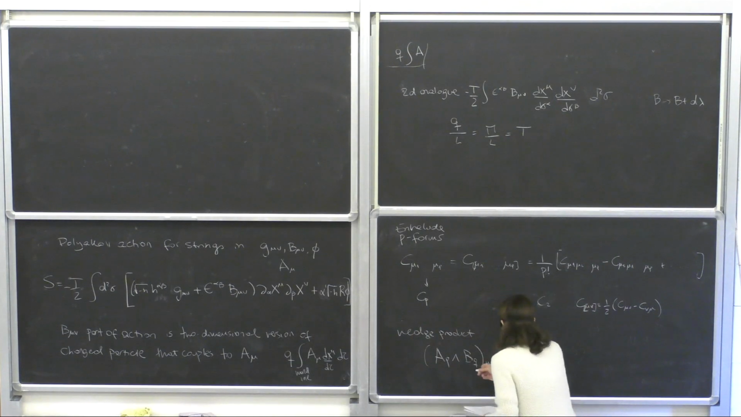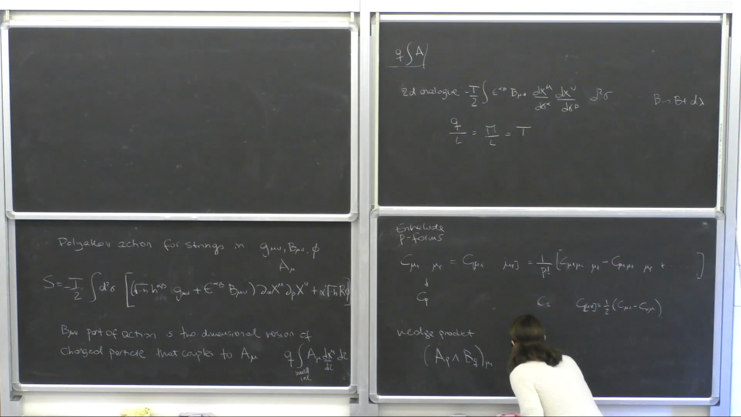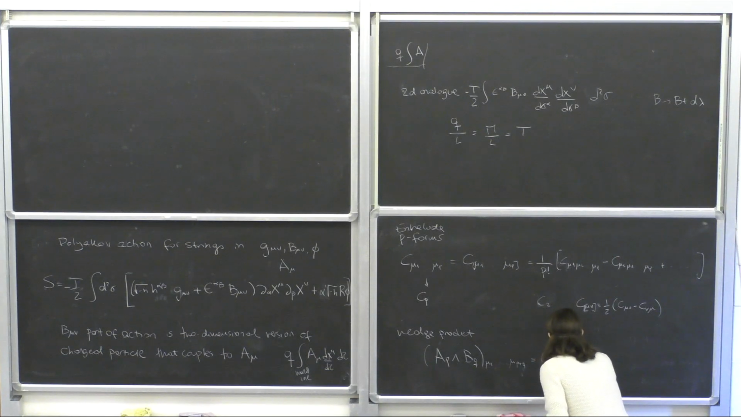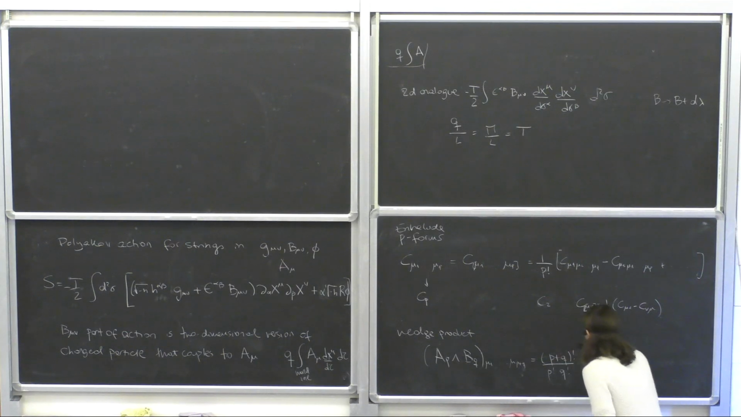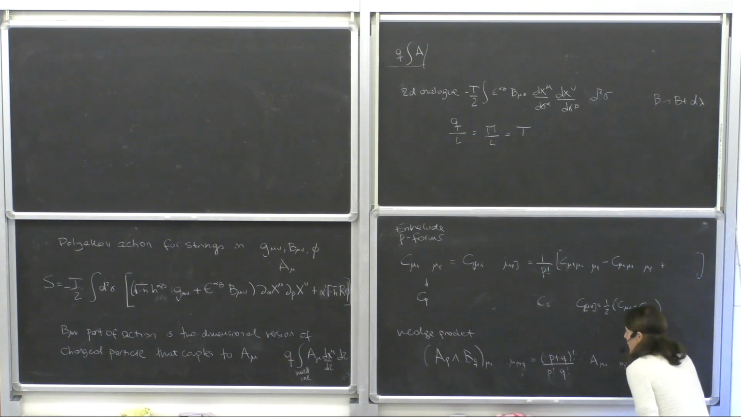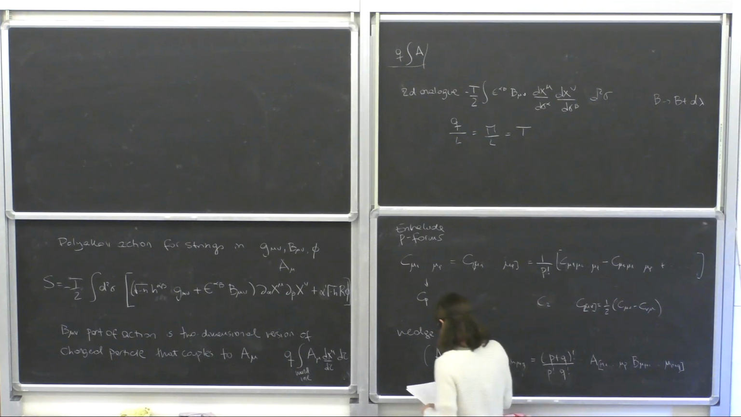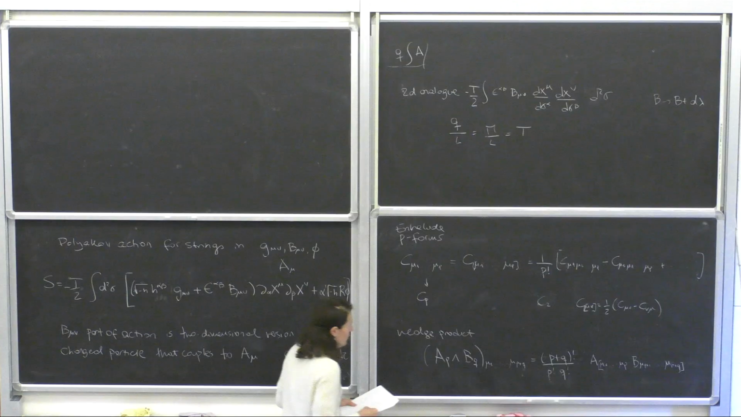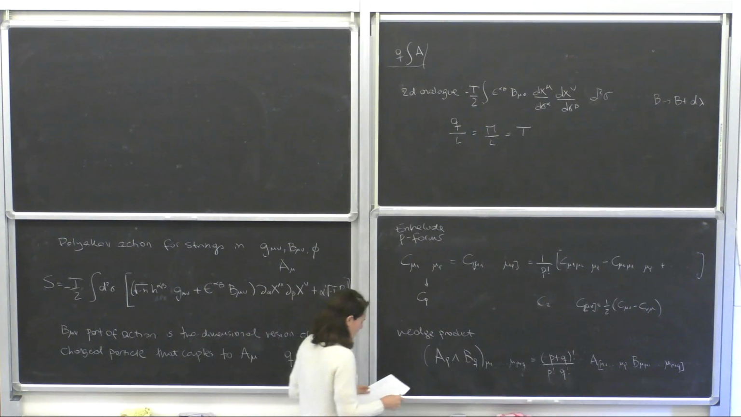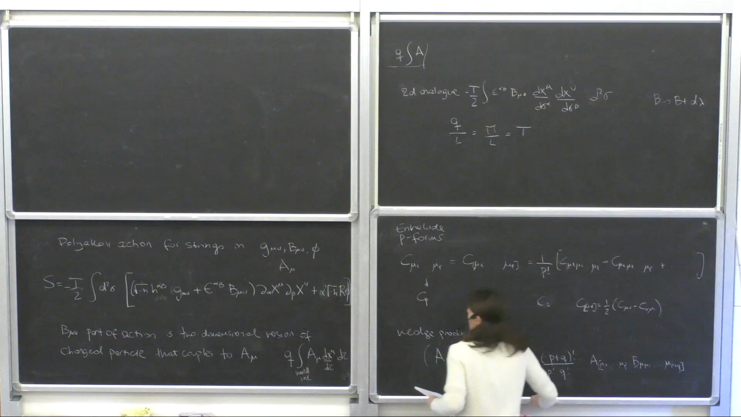And so the component mu1 up to mu P plus Q of this is 1 over, so P plus Q factorial over P factorial Q factorial, and then the totally antisymmetric C mu1 to mu P, and then B mu P plus 1 to mu P plus Q, totally antisymmetric. I can erase that.